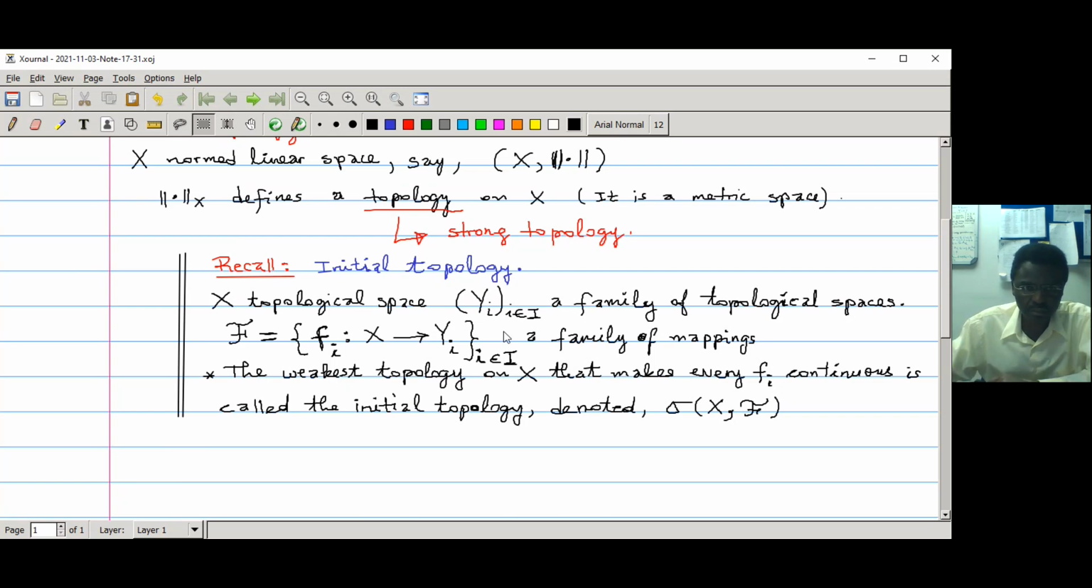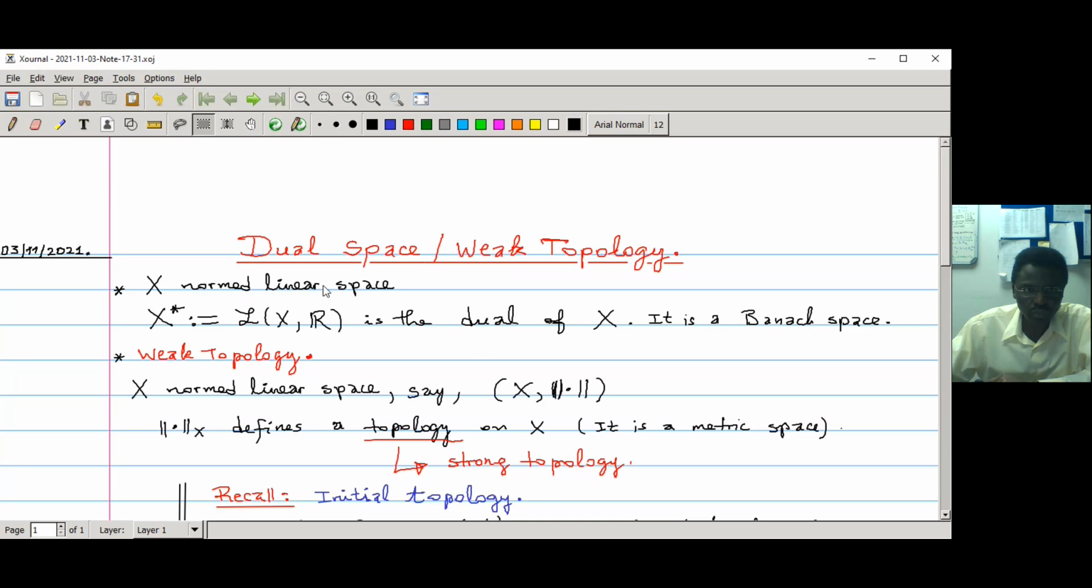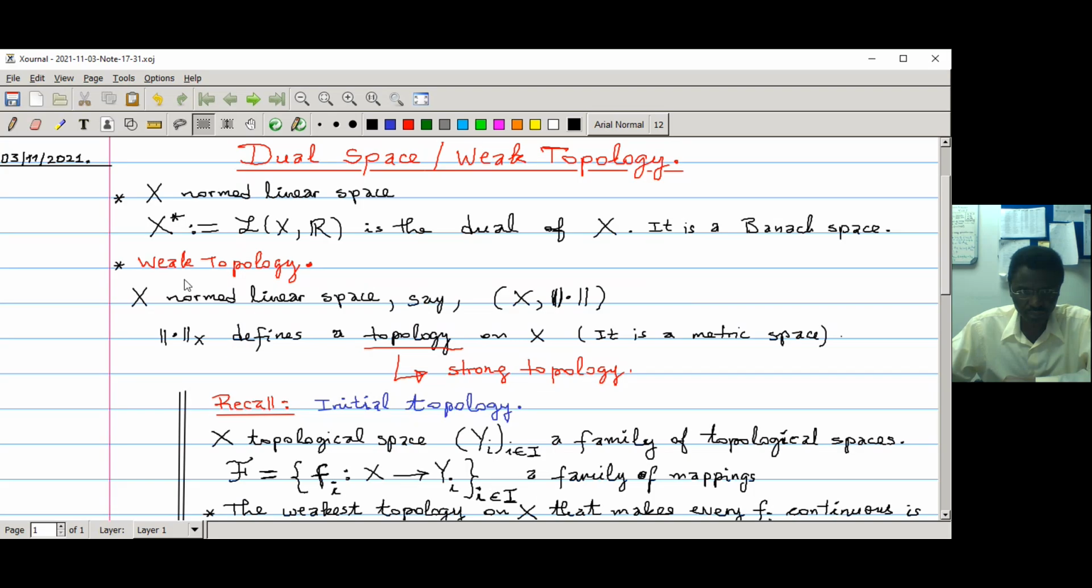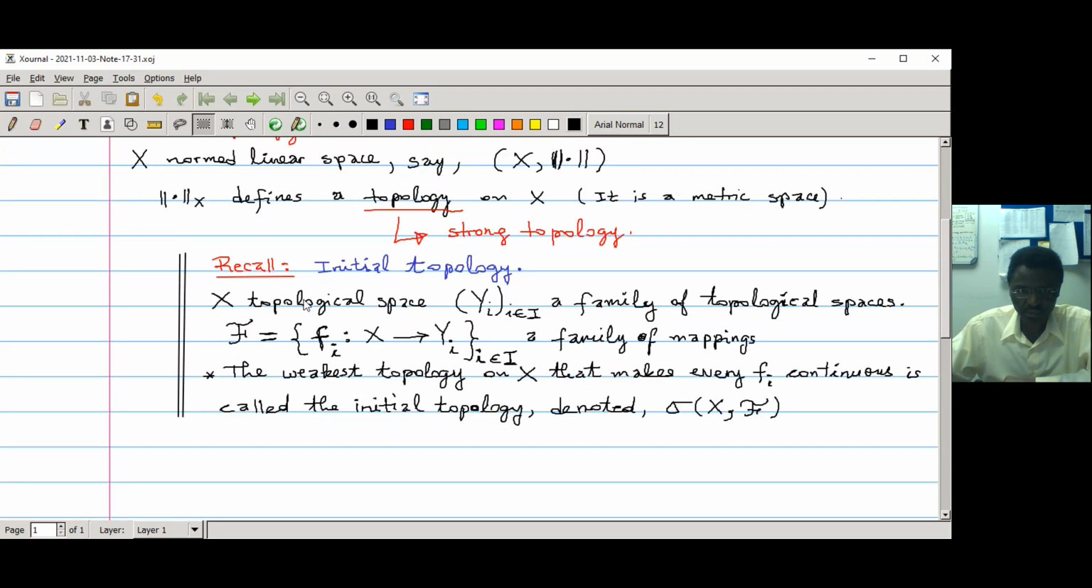Now if you come back to weak topology, for a given normed space. Here, these are not necessarily normed spaces. They are just topological spaces. In the sense of topology, you don't have norms here, just topology. Now you see that here we have X, which is a topological space, and now here we have mappings.